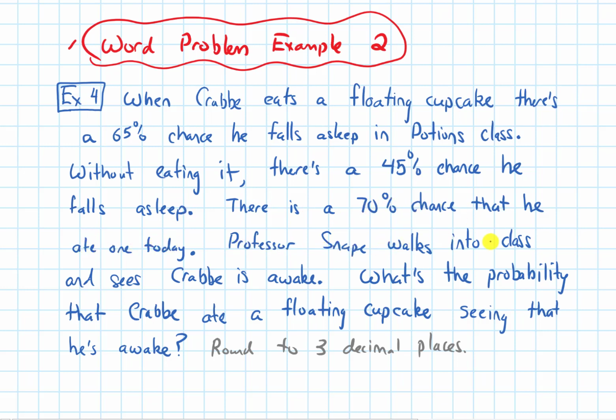Professor Snape walks into class and sees Crab is awake. What's the probability that Crab ate a floating cupcake, seeing that he's awake? Round your answer to 3 decimal places.